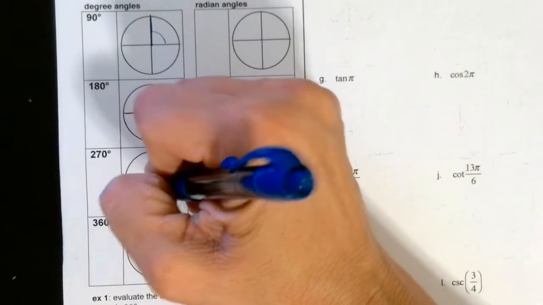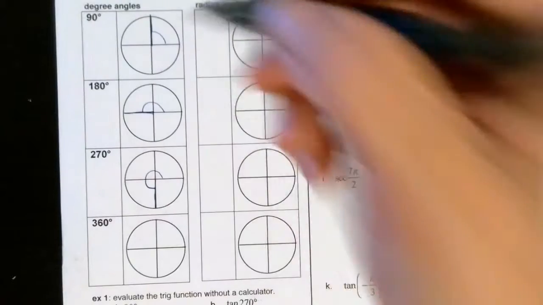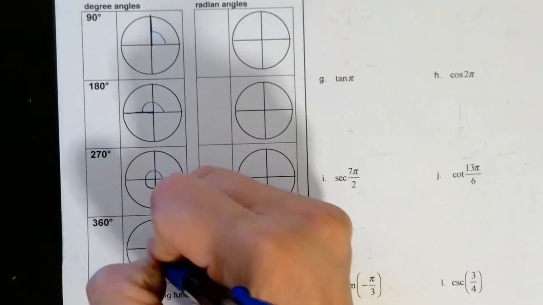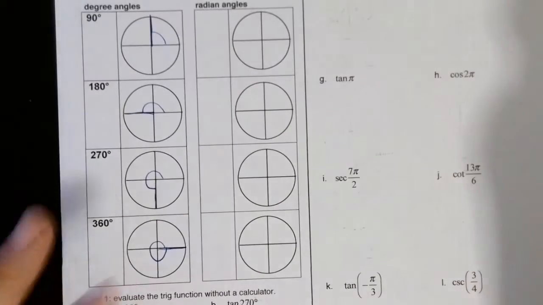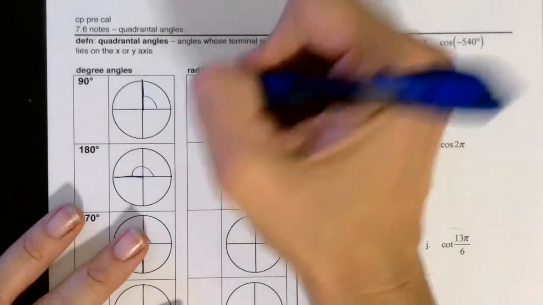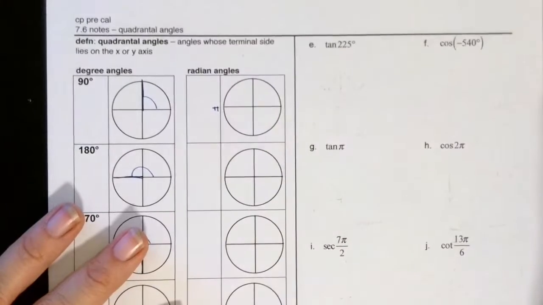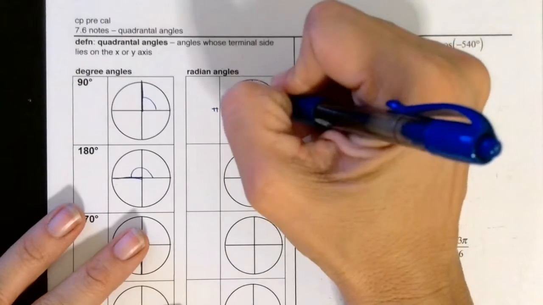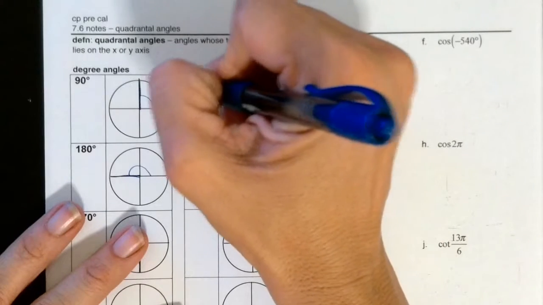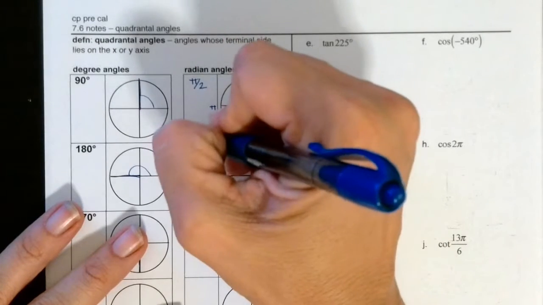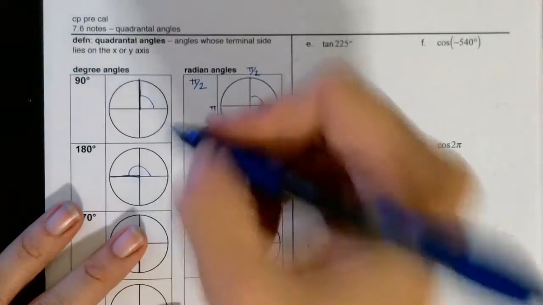270 gets you all the way down to here. And then 360 gets you all the way back to where you started. So let's do these angles in radians real fast. So keeping in mind this is pi, if I go halfway, that's pi over 2. So 90 degrees in radians is pi over 2.